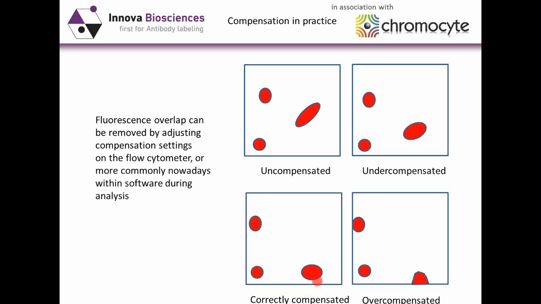So you can see that this population is positive along the x-axis, but not positive on the y-axis. And similarly here, y-axis positive, x-axis negative. It is possible to overdo this. You can overcompensate your data and actually move this out of the threshold of detection, so you want to be aware of that as well.